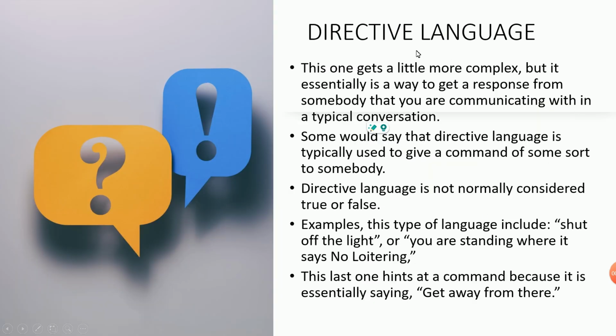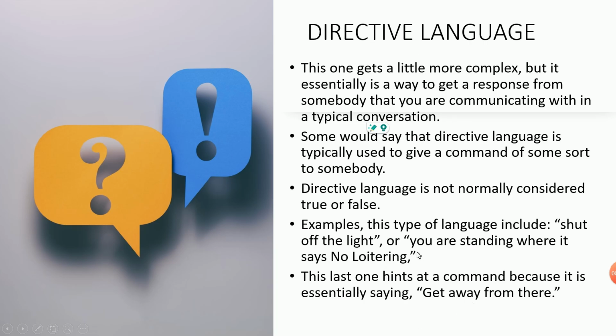Now comes the directive language. This one gets a little more complex. Why? Because you are directing some person. Some would say that directive language is typically used to give a command of some sort to somebody, but it is normally not considered true or false. It's just a statement. Here they have given the example, shut off the light. That's all. It need not be considered either true or false. They are giving a command or direction. That's why it is known as directive language.